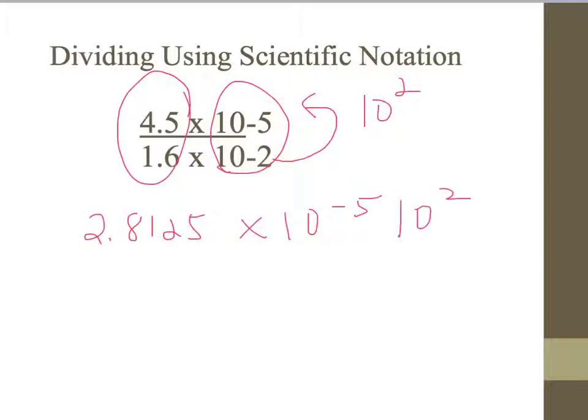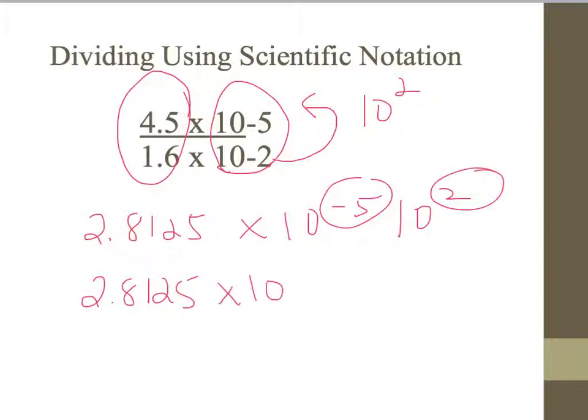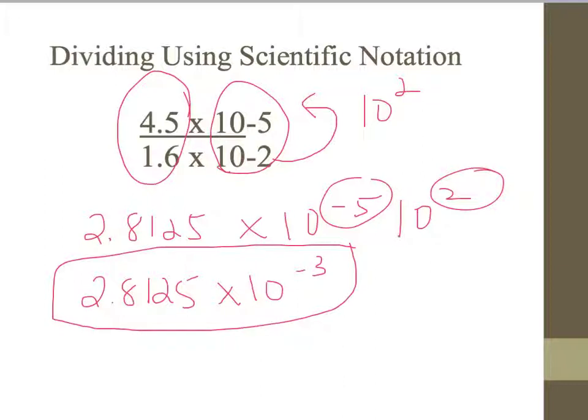So now what I really have is this. Okay? So I know that when I'm multiplying here, I'm adding the exponents. So I have 2.8125 times 10. Negative 5 plus 2 is negative 3. Okay? So when we're using scientific notation, it doesn't matter if the exponent is negative, but I want everything in the numerator. That's why I brought this up top.